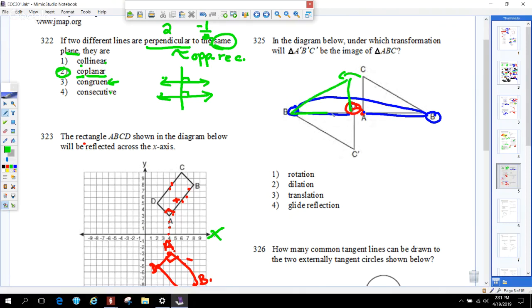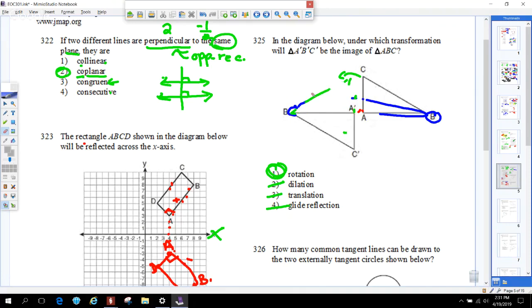If C moved that way, this would be the triangle that we would have for the reflection. So we know it's not a glide reflection. We know it's not a translation because it's turned. It's not a dilation because it didn't get bigger or smaller. So it has to be a rotation.